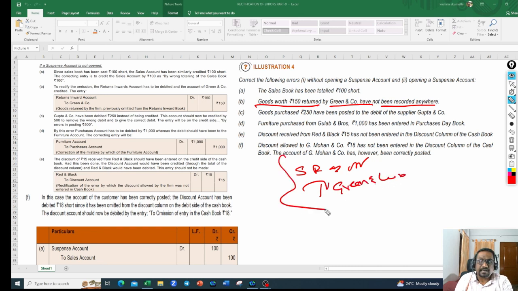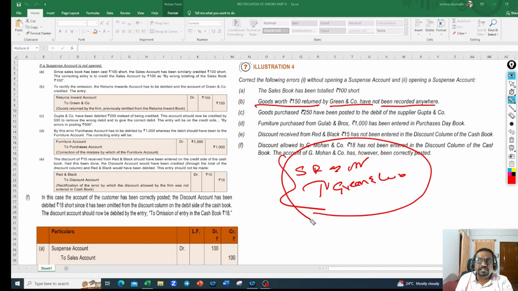Here there is no impact of suspense. Why? Because this has impact on multiple accounts. Since this has impact on multiple accounts, there is no question of a suspense account arising. This entry is not posted at all. Since this entry is not posted at all, you simply post that entry and close it.